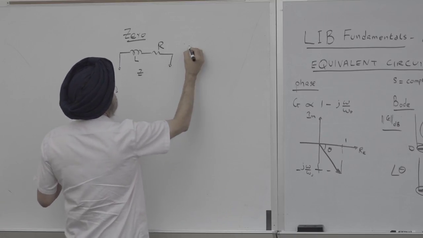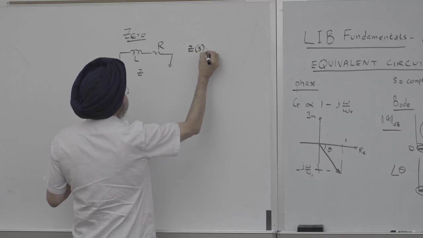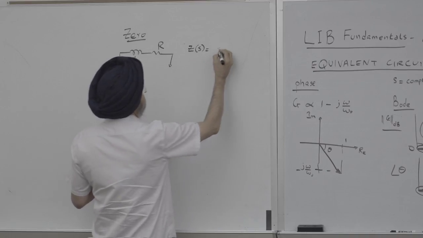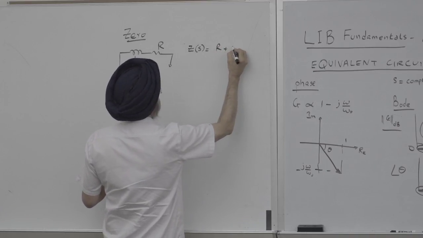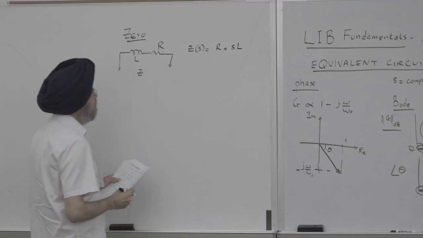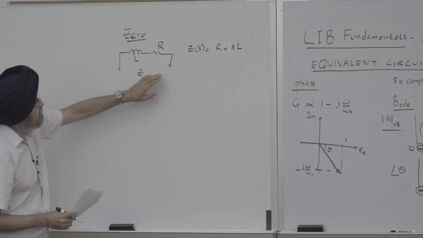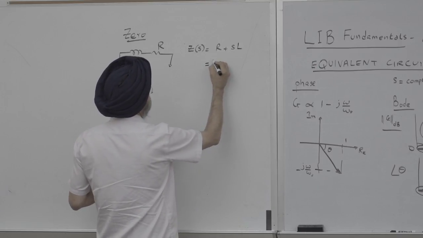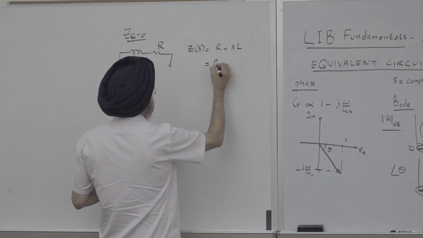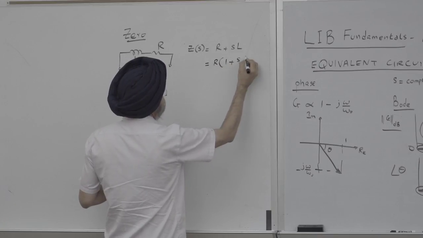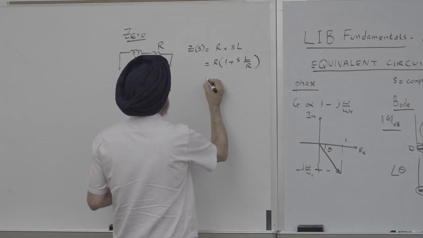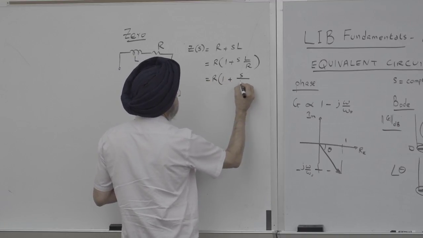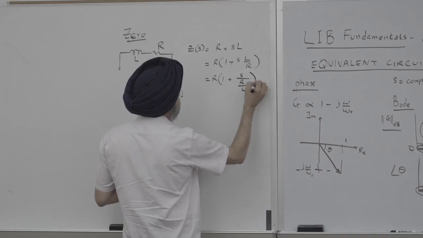So this impedance, Z of S, is equal to what? R plus this impedance, right? R plus SL. So the impedance is that simple. And now I need to put this in a standardized form. So I take R outside, I get 1 plus S L over R, right? And then to put it in a normalized, standard normalized form, I say S R over L.